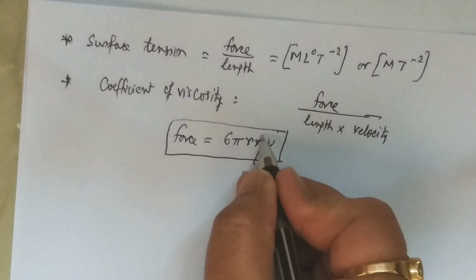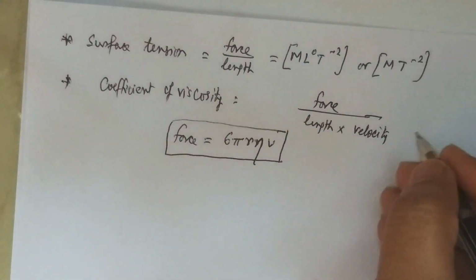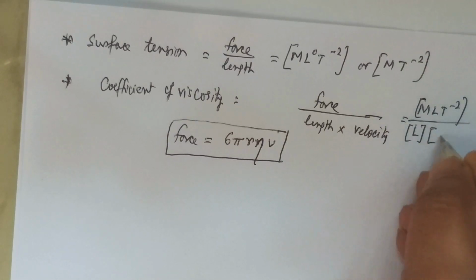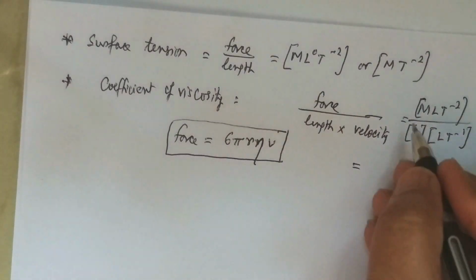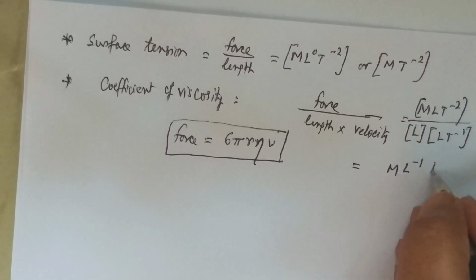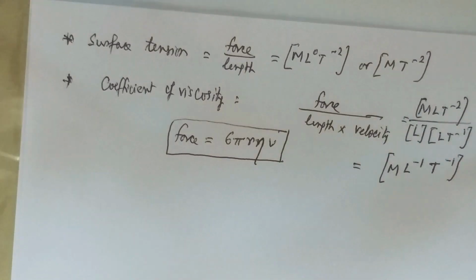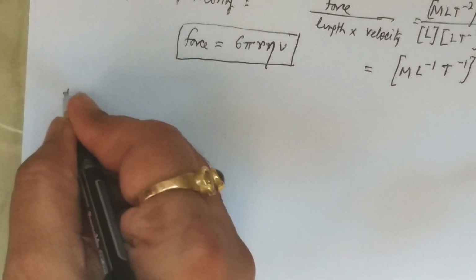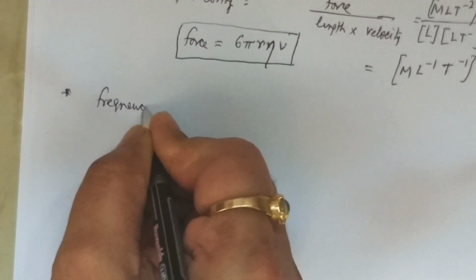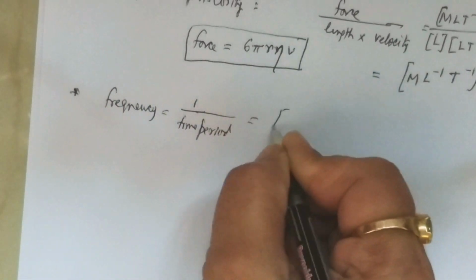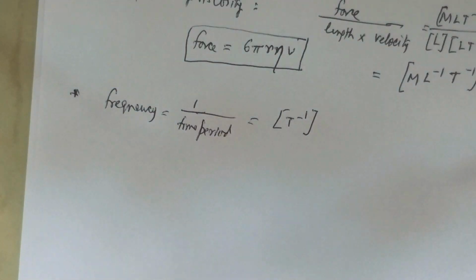So finally you get the dimension for the coefficient of viscosity. Now what was force? Force is M L T to the power minus 2, length is L and velocity is L T to the power minus 1. So how much do we get? M is there, one of the L gets cancelled, and T to the power minus 1. So the coefficient of viscosity is M L to the power minus 1 T to the power minus 1. There are many other physical quantities we will gradually be learning. For example, frequency. What is frequency? 1 by time period. Basically time period is time, so we can have T to the power minus 1.